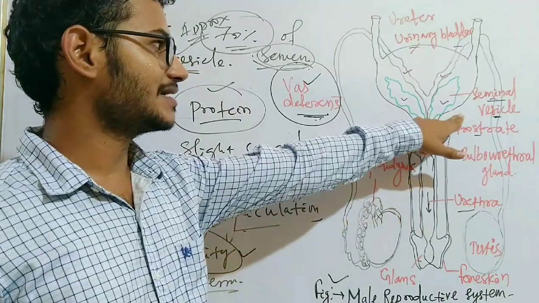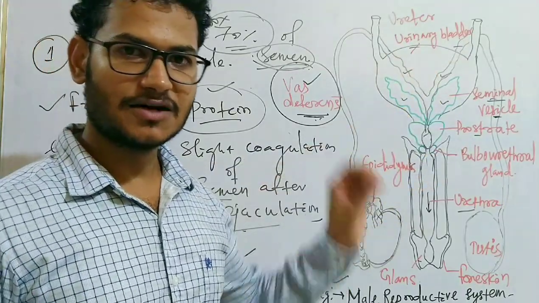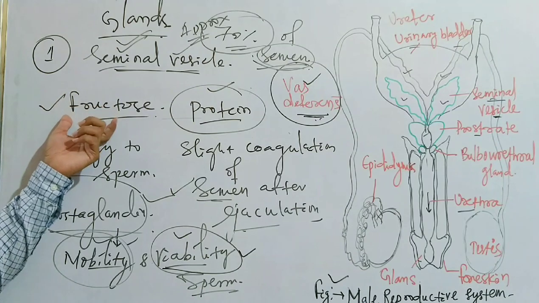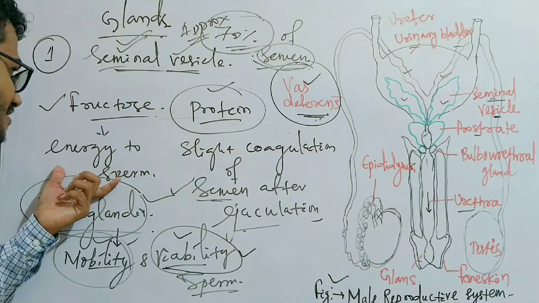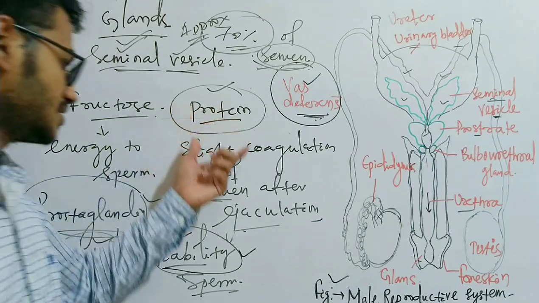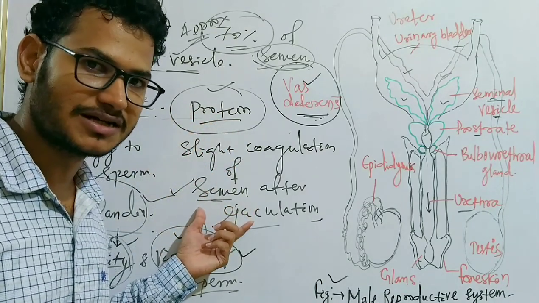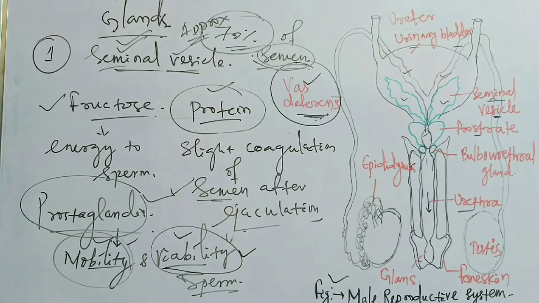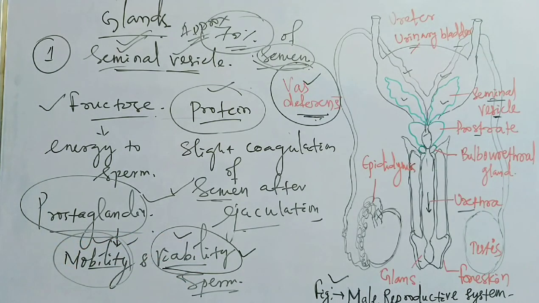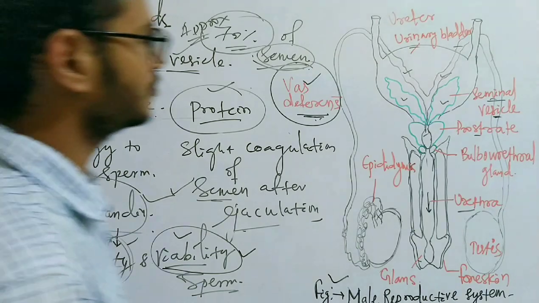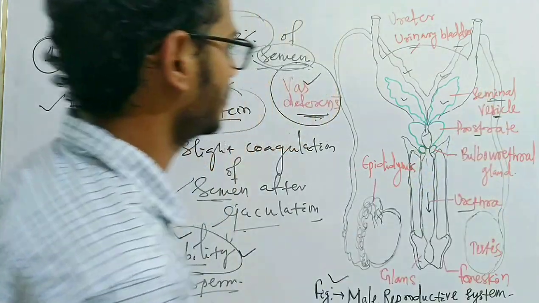So the seminal vesicle secretes a fluid which contains the most important fructose, protein and prostaglandin. Fructose provides energy to sperm. Protein helps in the coagulation of semen after ejaculation. When it comes out, it gets coagulated, and prostaglandin helps in making the sperm viable and motile. Clear? So next we will discuss the prostate gland.